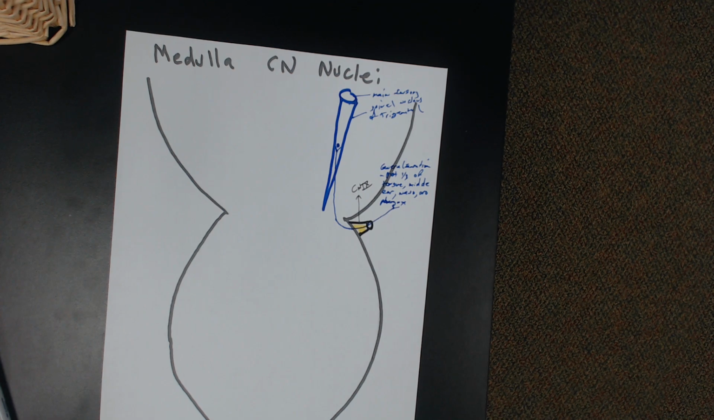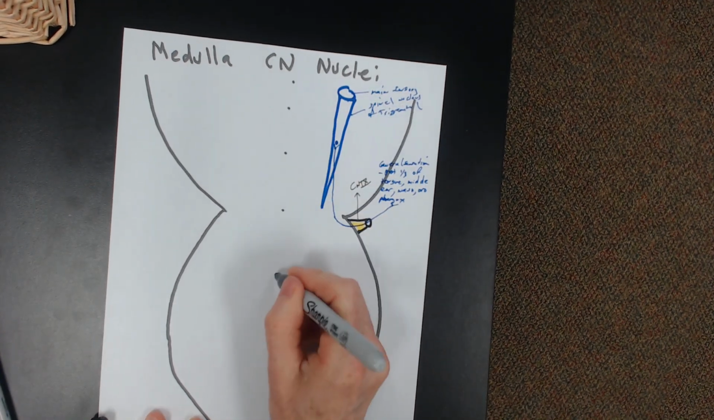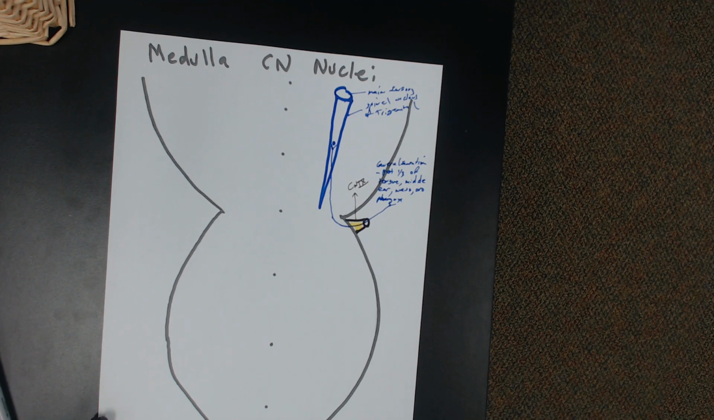Give me another function for cranial nerve number 9. Anybody? Innervates the carotid. Correct. Innervates the carotid. I didn't draw my good line. The carotid body and the parotid. So what should we do first? Would we like to do the parotid or the carotid body? Carotid body. Parotid or carotid? Carotid. Okay.